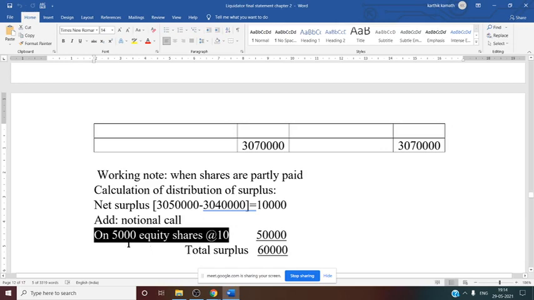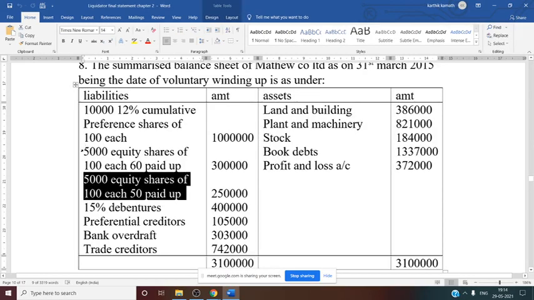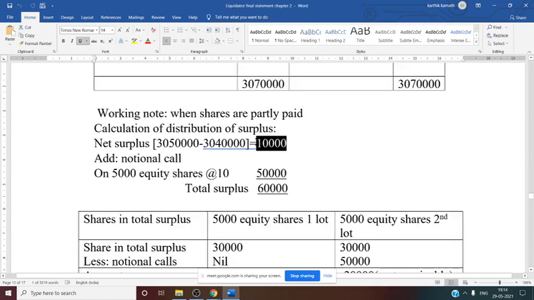This 5,000, I will tell you again, we'll see the question. This 5,000 is of second class. This is very important, second class I am talking about, 5,000. So here no problem, both are 5,000, so you can write 5,000 directly. 5,000 into 10, so you will get 50,000. Now add both the information, net surplus 10,000 plus notional call 50,000, you will get total surplus 60,000.